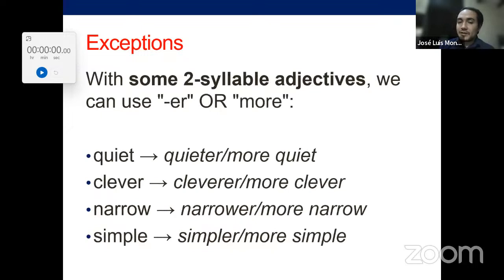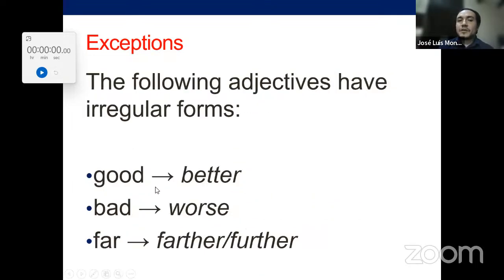Then, this is what I was telling you, right? Some 2 syllable adjectives can be used with -er or more. It's up to you. Let's read these 4 examples, please. Okay. Quiet, quieter, more quiet. Clever, cleverer, more clever. Narrow, narrower, more narrow. Simple, simpler, more simple. There you go, right? So you have that chance, and it's up to you. And these are some of the exceptions that you were mentioning, right?